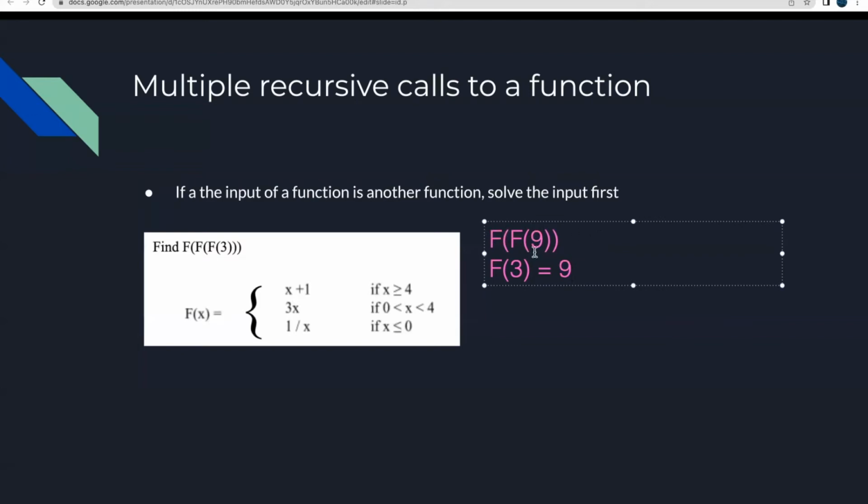And we still can't solve for this yet, so let's solve for f of 9 next. F of 9 is, well, 9 is greater than or equal to 4, so we're going to use x plus 1 here, which is 10. And then we're going to replace this with 10. And finally, we can solve for f of 10, so we're just going to put this in. And we see that 10 is greater than or equal to 4, so our answer is going to be 11.